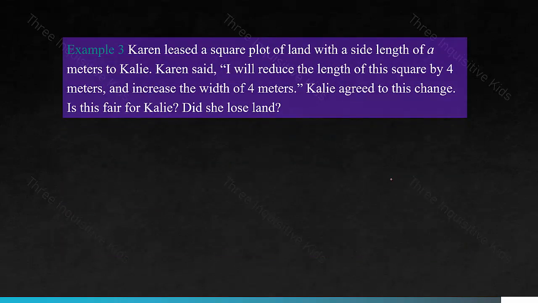Karen leased a square plot of land with a side length of a meters to Kaylee. Karen said, I will reduce the length of this square by 4 meters and increase the width by 4 meters. Kaylee agreed to this change. Is this fair for Kaylee, and did she lose land? I want you to pause the video and see if you can use math to prove your thinking.